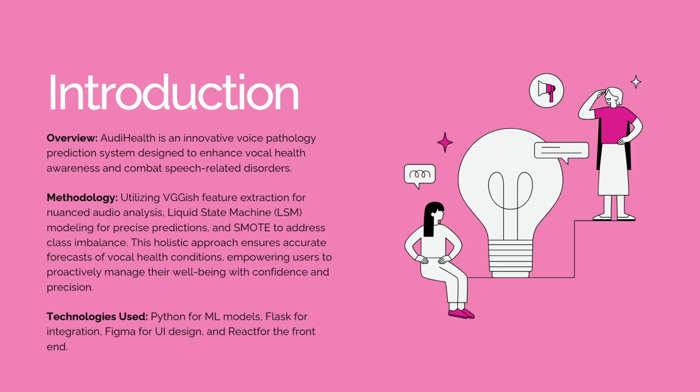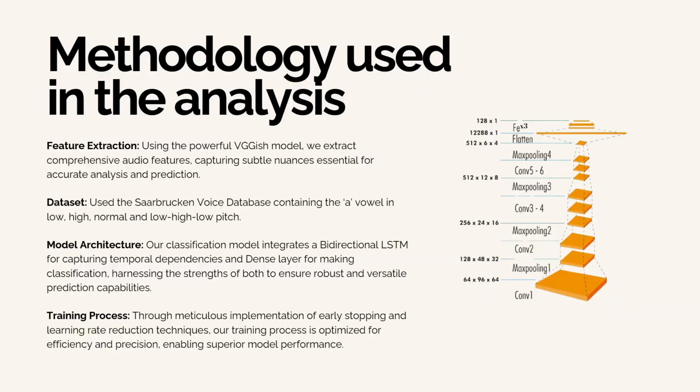Now, coming on to the methodology. Our proposed methodology will take in voice of someone emitting a vowel sound like A or E, and then our model will extract features from the audio. For feature extraction, we have used VGGish features, which was developed by Google. What it does is it creates a 128-dimensional embedding of various audio features like jitter or shimmer.